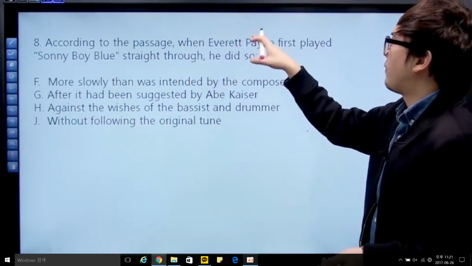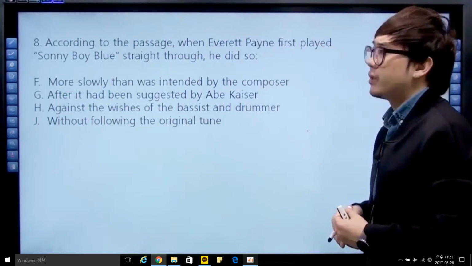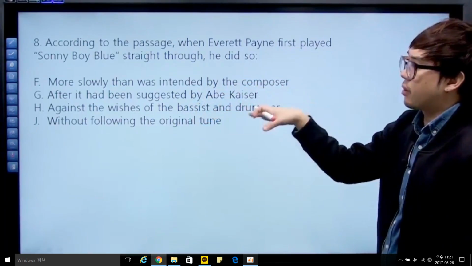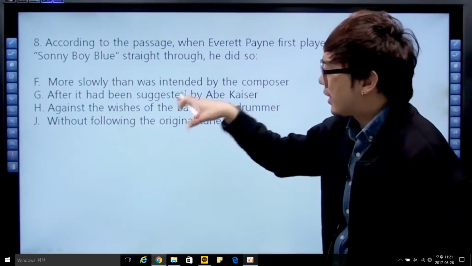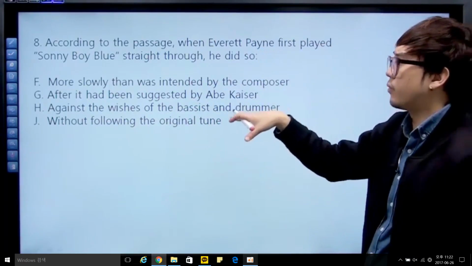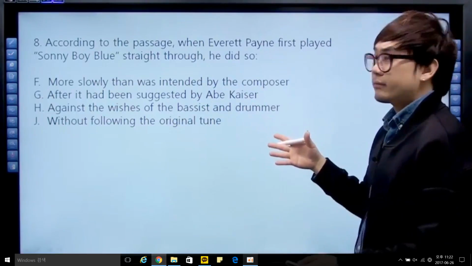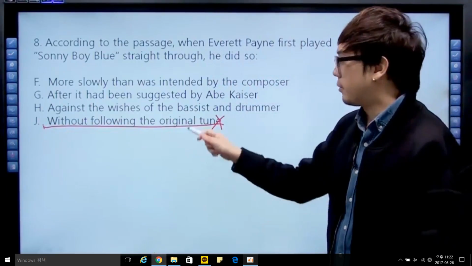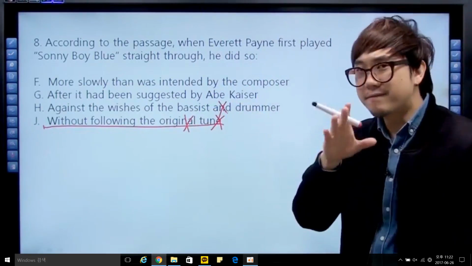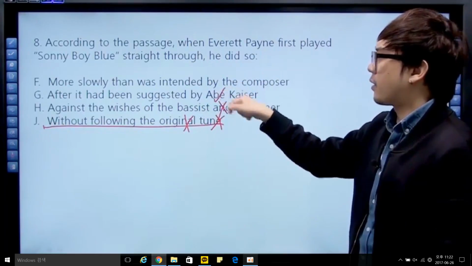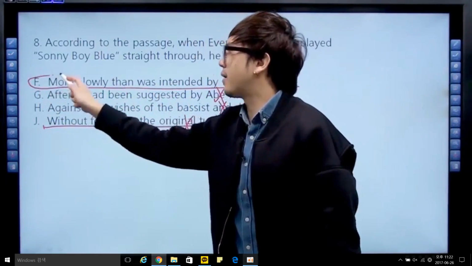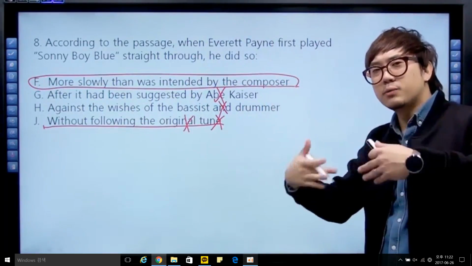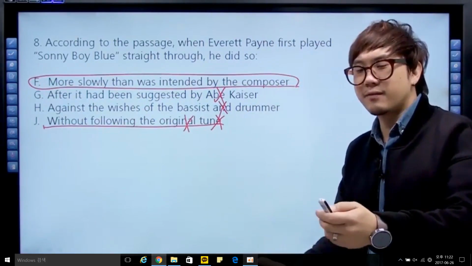According to the passage, when Edward Payne first played Sonny Boy Blue straight through, he did so how? You've read this already. This should take you 20 seconds. More slowly than was intended by the composer? After it had been suggested by Abe Kaiser? Against the wishes of the bassist and drummer? Without following the original tune? How did he do it? Now, this shouldn't be right, because he did actually follow the original tune. Against the wishes of the bassist and drummer, no, they conferred with them. And after it had been suggested by Abe Kaiser, I don't think so. Now, this should be your answer, and without a doubt you should choose this one. Although we haven't read that part, we know that he was playing it as if it's original, right?